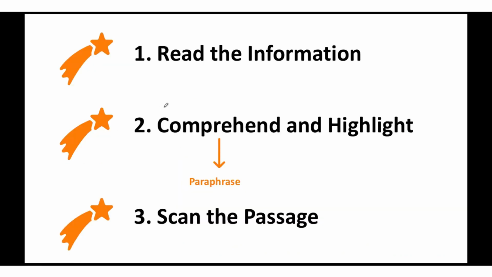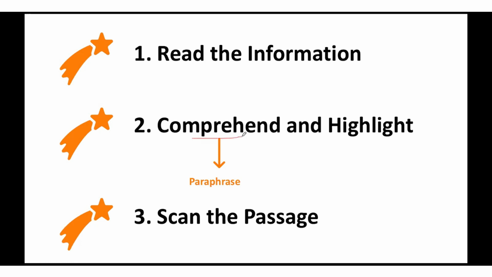Okay, so I've listed the 3 steps that we're going to look at today. Firstly, we're going to read the information. So before we even look at the passage, we're going to go through the pieces of information that have been given to us. And then we're going to go along to step 2, comprehend the information that's given to us and highlight. So what does this mean?